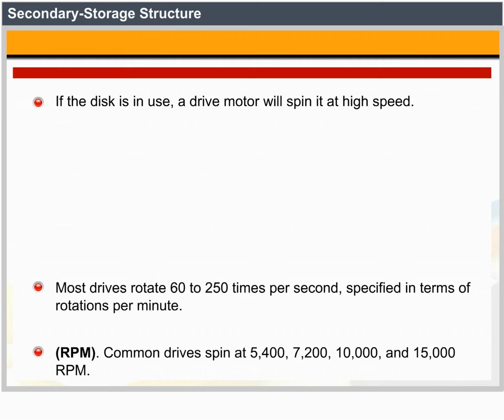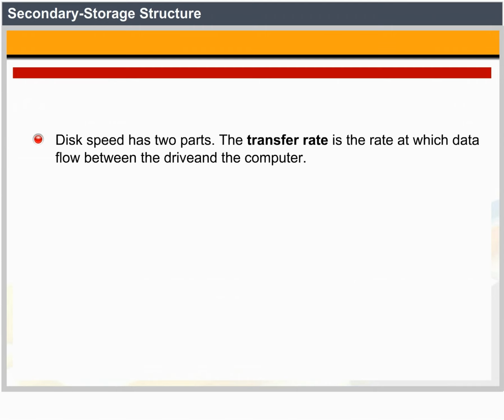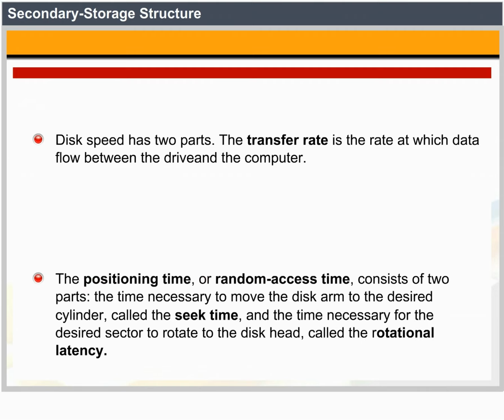Disk speed has two parts. The transfer rate is the rate at which data flow between the drive and the computer. The positioning time, or random access time, consists of two parts: the time necessary to move the disk arm to the desired cylinder, called the seek time, and the time necessary for the desired sector to rotate to the disk head, called the rotational latency.